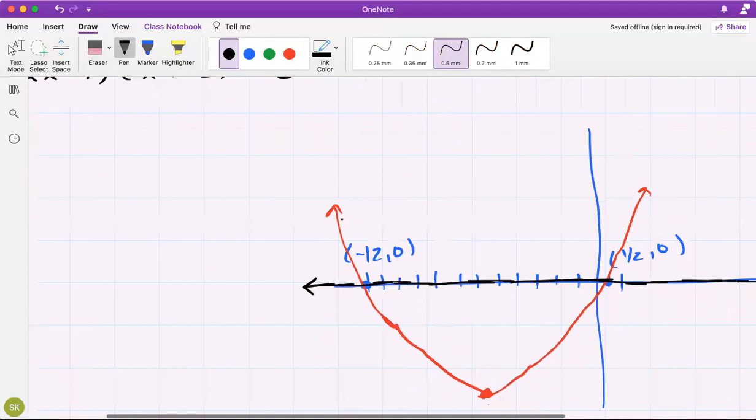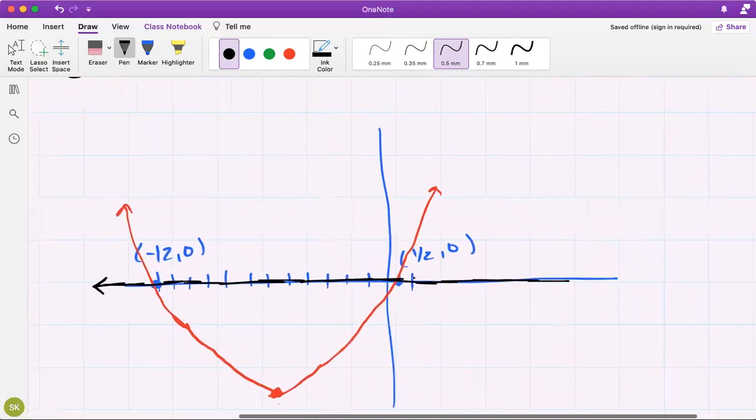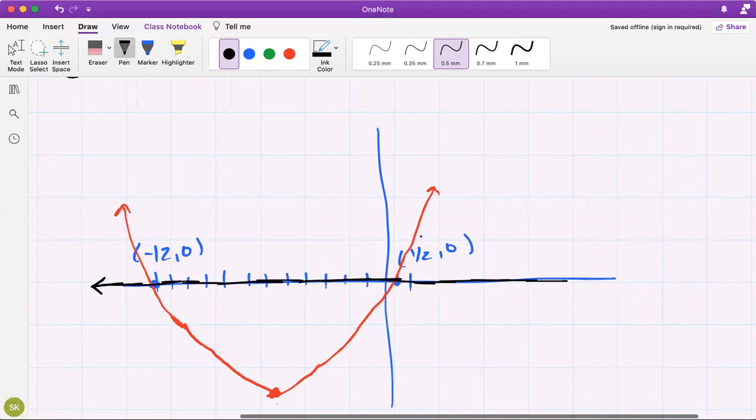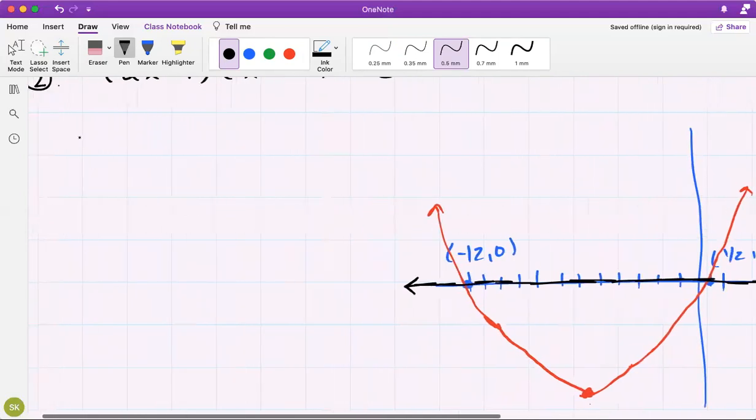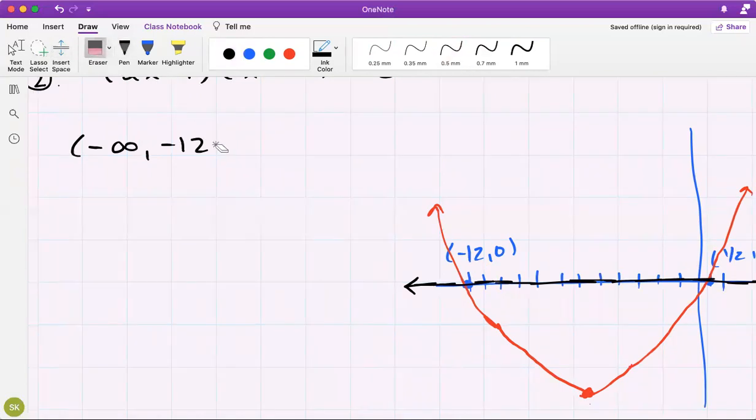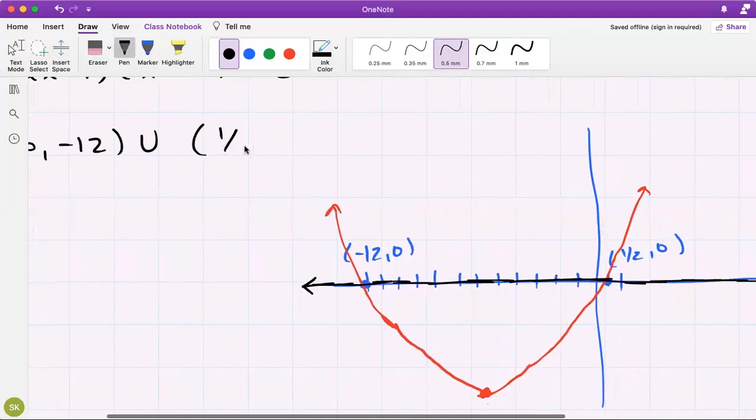Okay, so you can see that the red line is above this when we're going out towards negative infinity. Anything over here, if we plot it on this parabola, is going to be above this black line. And anything past 1/2, if we plug the x value into the function and plot it on the graph, then we would be above that black line. So the solution to this is anything less than negative 12, and I'm going to put a parenthesis here. I'll explain that in just a minute. And then anything bigger than 1/2.